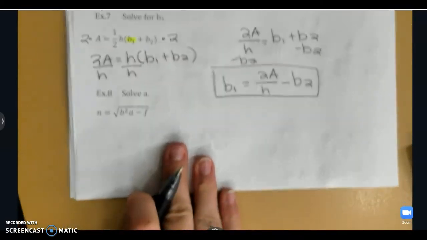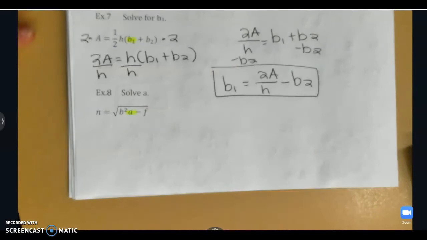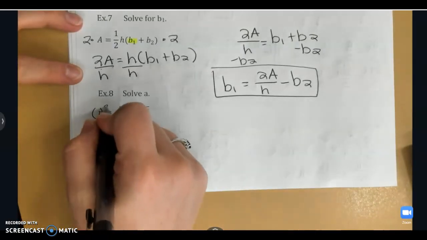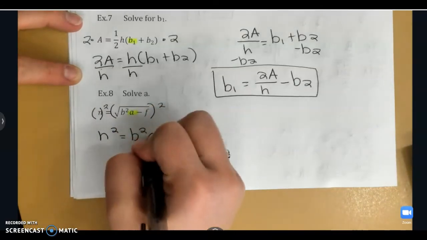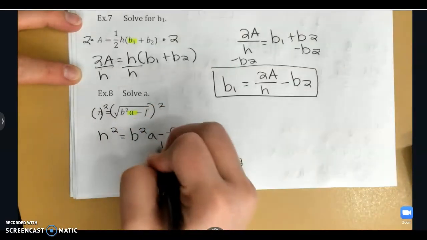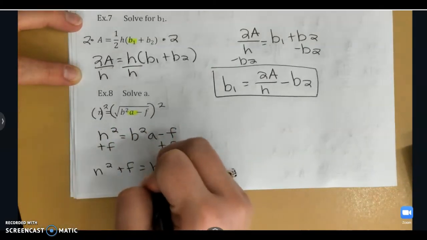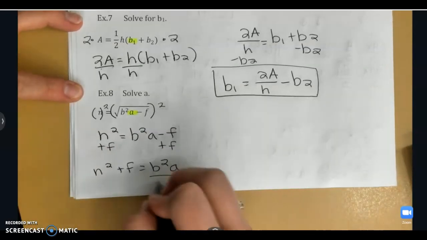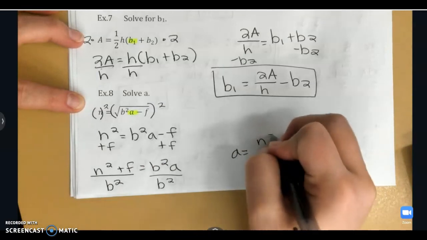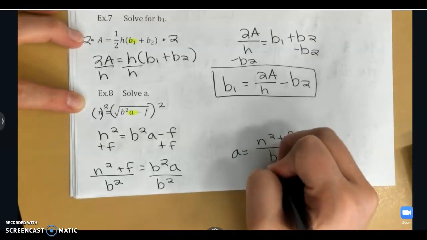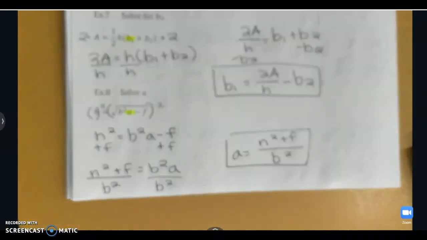Right. Last one, I want to get a by itself, and it's stuck inside a radical. So before I can do anything else, I need to square both sides of this equation. So n squared is equal to b squared times a minus f. So I'm going to add f to both sides. And then again, I want a by itself, so my last step is to divide by that b squared. So n squared plus f, all divided by b squared, is my final answer. And that is solving literal equations.